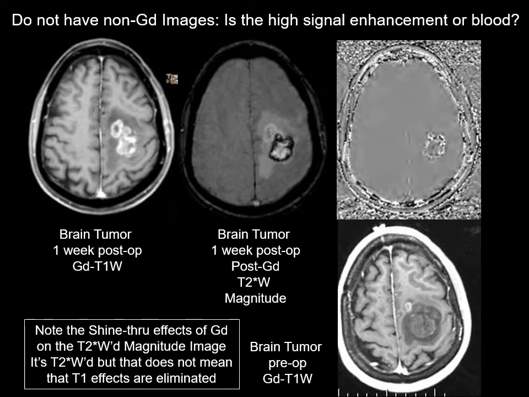Note the shine-through effects of gadolinium on the T2 star weighted image magnitude component. So even though we call this T2 star weighted, we still can get shine-through effects, both T1 shine-through and T2 shine-through. That should be kept in mind when one looks at these images.